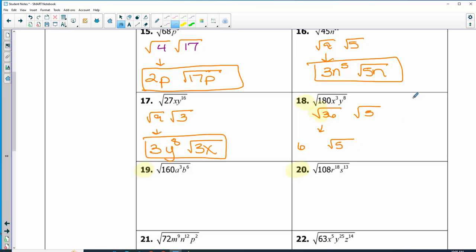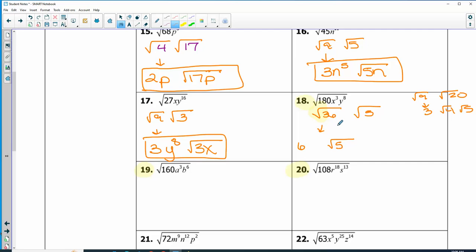Now, I saw some people that did 9 and 20. Are you wrong? No, you just have to keep reducing. The square root of 9 is 3, but 20 can break into 4 and 5. And the square root of 4 is 2. 2 times 3 gives you 6. So if you don't get the biggest perfect square, you just have to reduce again. You still get to the same point.